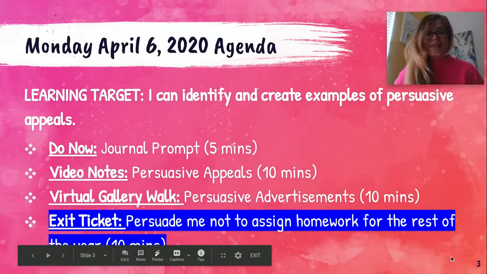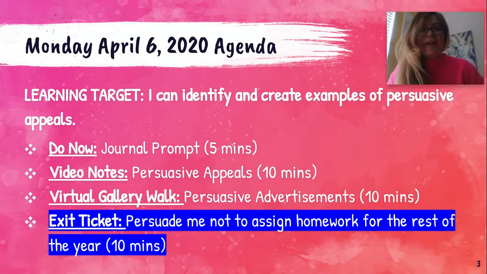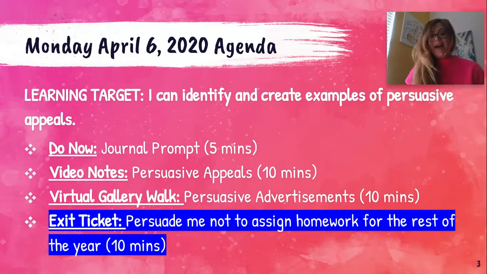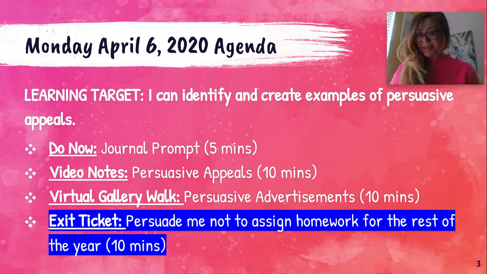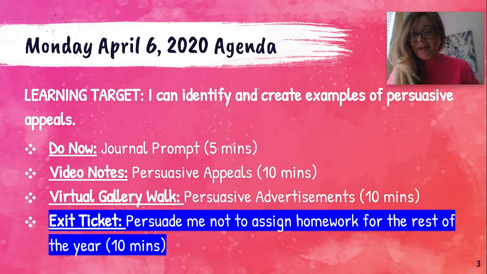So let's take a look at our agenda for today. Your learning target is: I can identify and create examples of persuasive appeals. So you're going to be able to identify ethos, pathos, and logos, and you're going to be able to use those persuasive appeals to eventually convince me why I should not assign homework for the rest of the year.